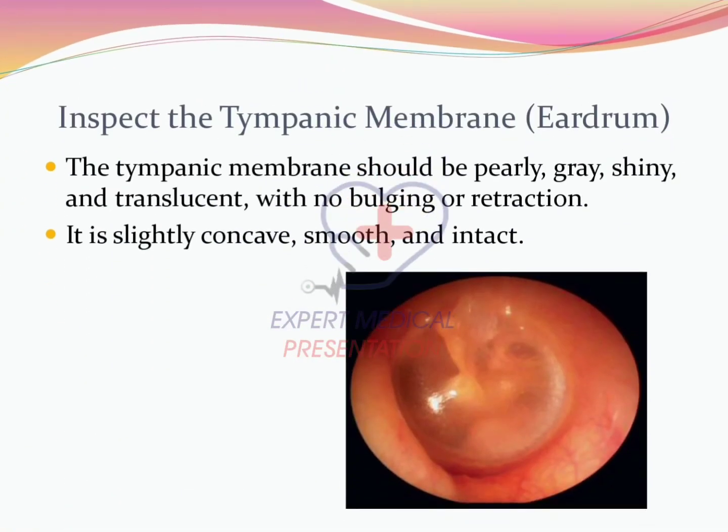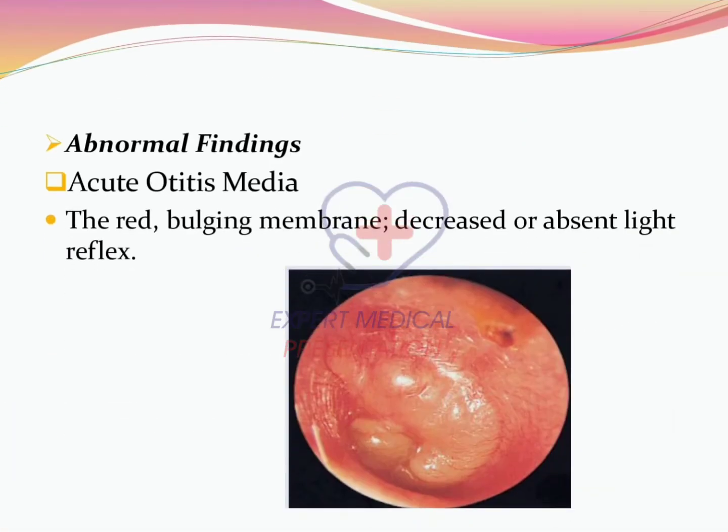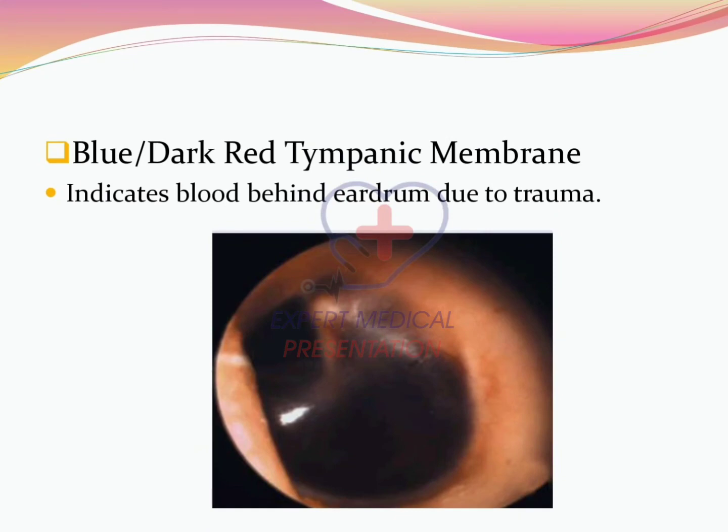Inspect the tympanic membrane, or eardrum. The tympanic membrane should be pearly, gray, shiny, and translucent, with no bulging or retraction. It is slightly concave, smooth, and intact. Abnormal findings. Acute otitis media: a red, bulging membrane with a decreased or absent light reflex. Blue or dark red tympanic membrane indicates blood behind the eardrum due to trauma.